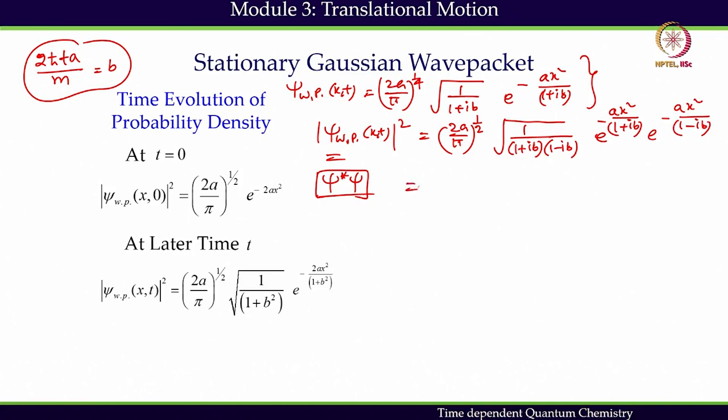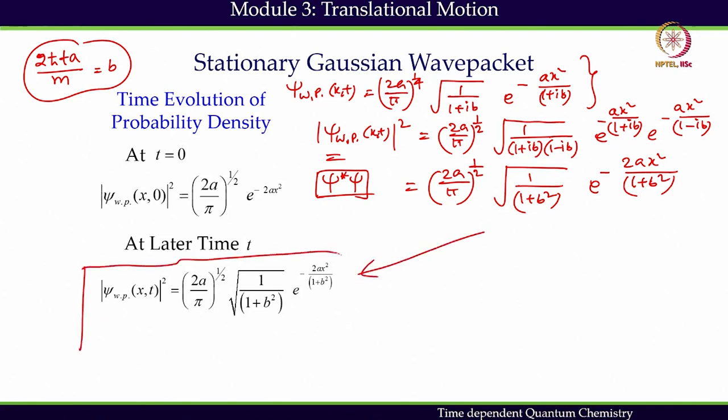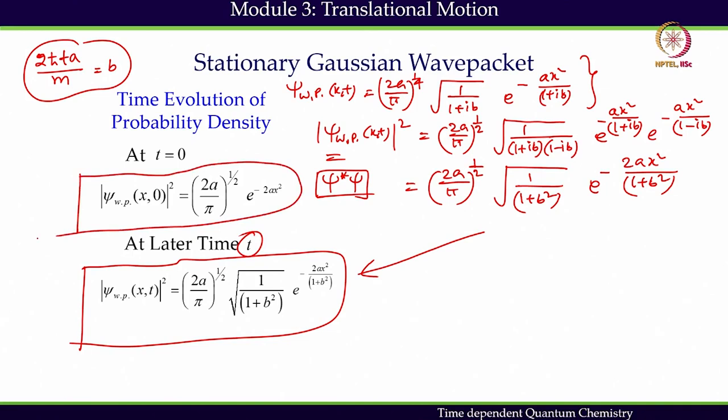This is the final wave packet form, and if I simplify this, I get (2a by pi) to the power half, square root of 1 by 1 plus b square, e to the power minus 2a x square by 1 plus b square. So what we have presented is that this is the probability density distribution of that particle at any later time, and the initial density distribution was this. So these are the two different expressions for different times, the initial time and the final time.